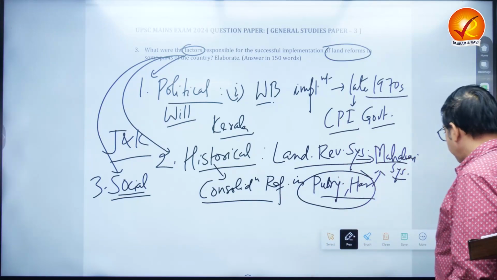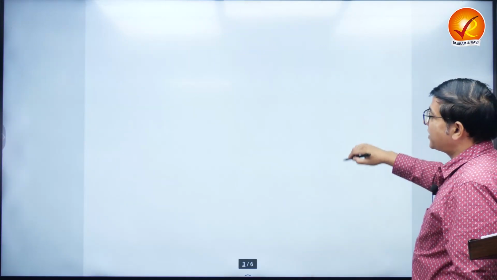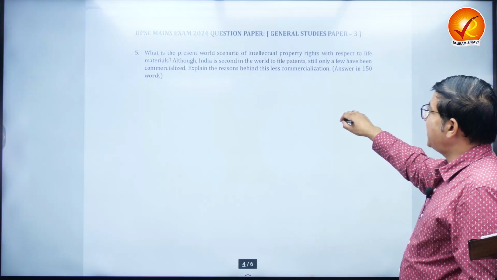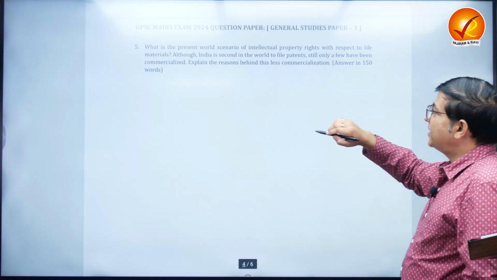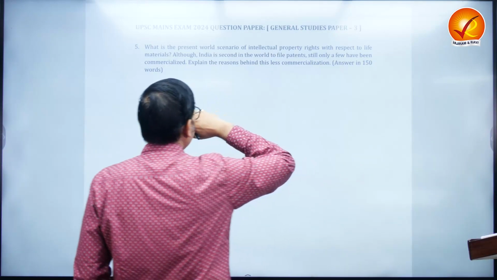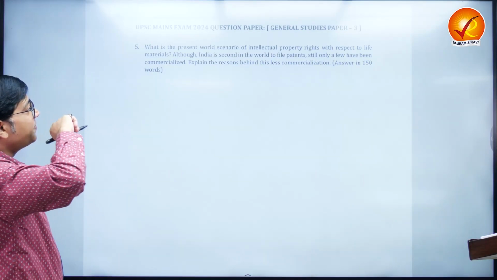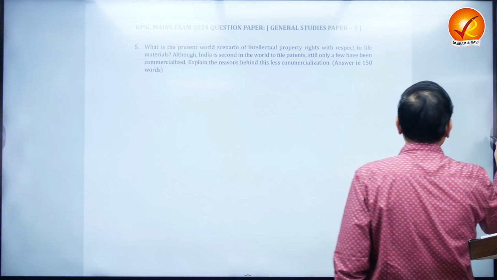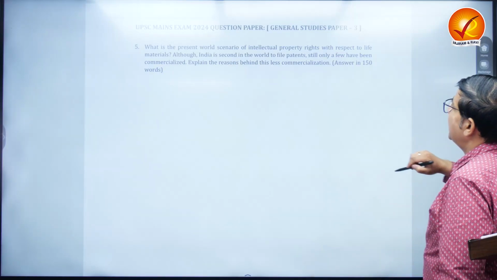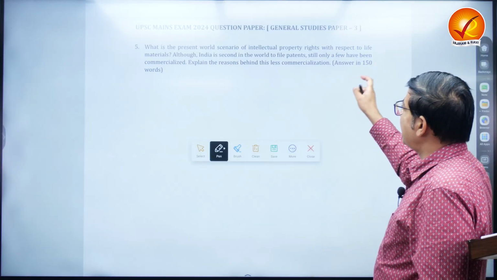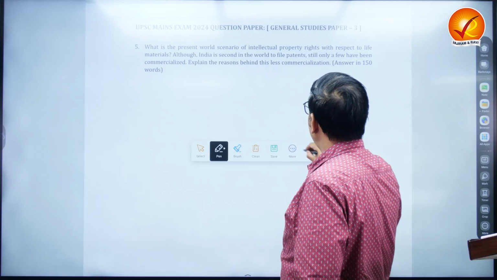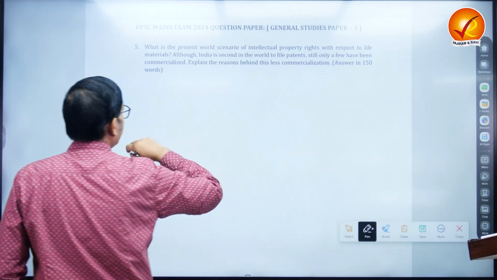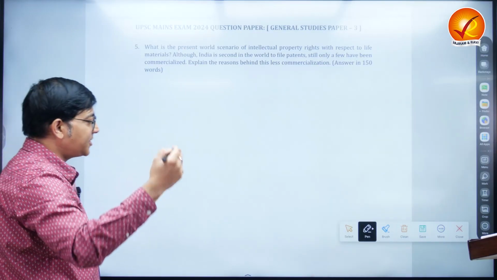Let's go further. The next question, question number 5, I think, yes, was about intellectual property rights with respect to life materials. So the question had again 2 parts. What is the present world scenario of IPRs with respect to life materials? And then the second part was asking that India is second in the world to file patents. Despite that, why have only few been commercialized? Explain the reasons behind this less commercialization.